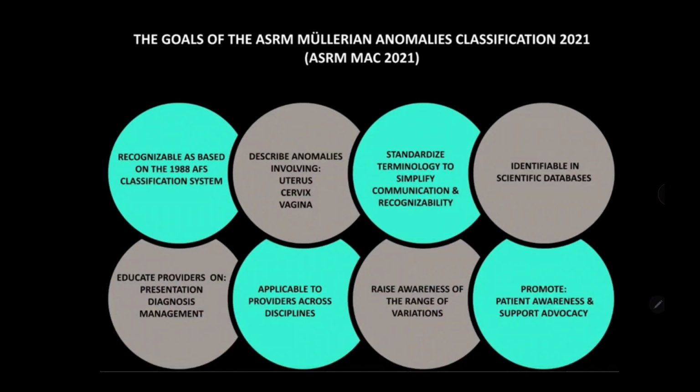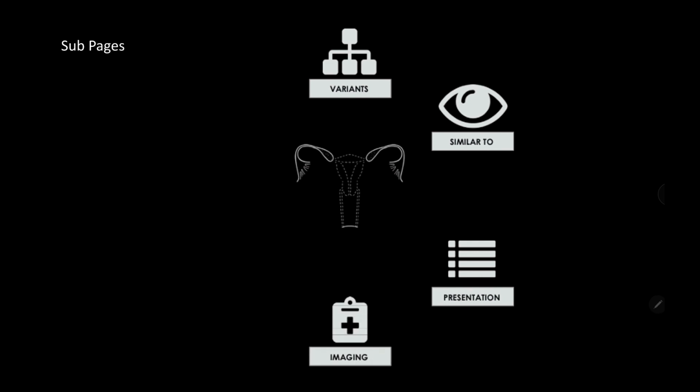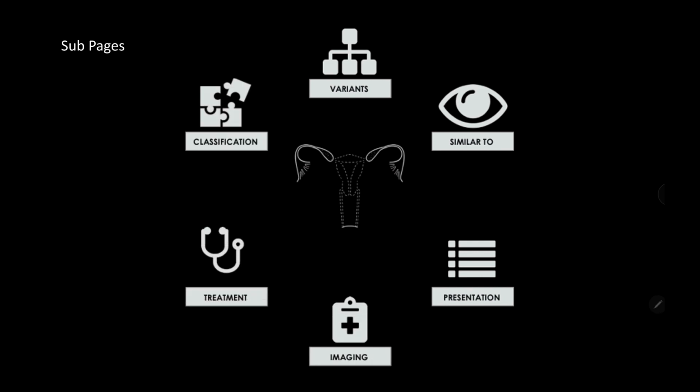So these are all the goals of the ASRM MAC 2021 classification, as we discussed earlier. When we open the ASRM MAC 2021 web tool, it has many subpages. The anomaly classification is basically divided into six subpages, which include the variant subpage, the similar-to subpage, the presentation subpage, the imaging subpage, and the treatment and classification subpages.